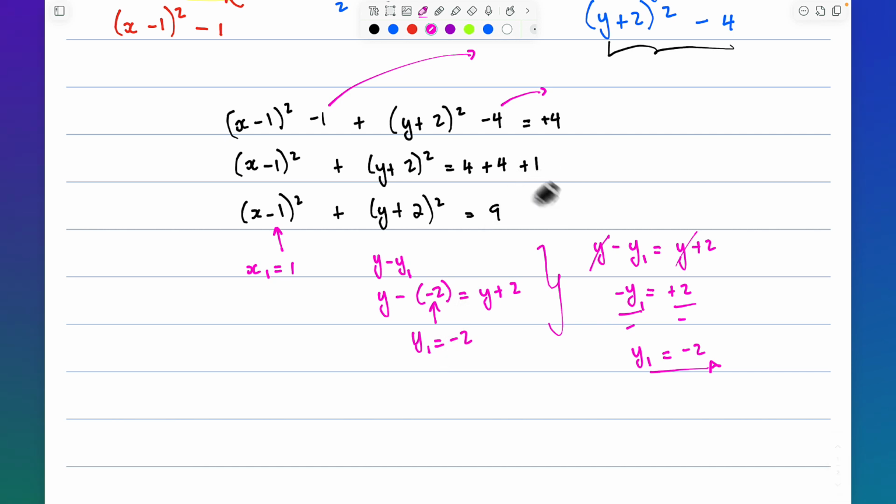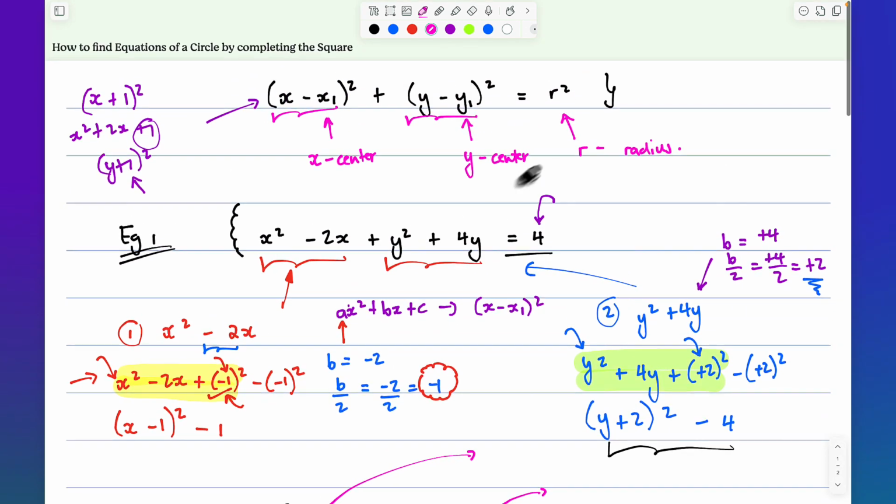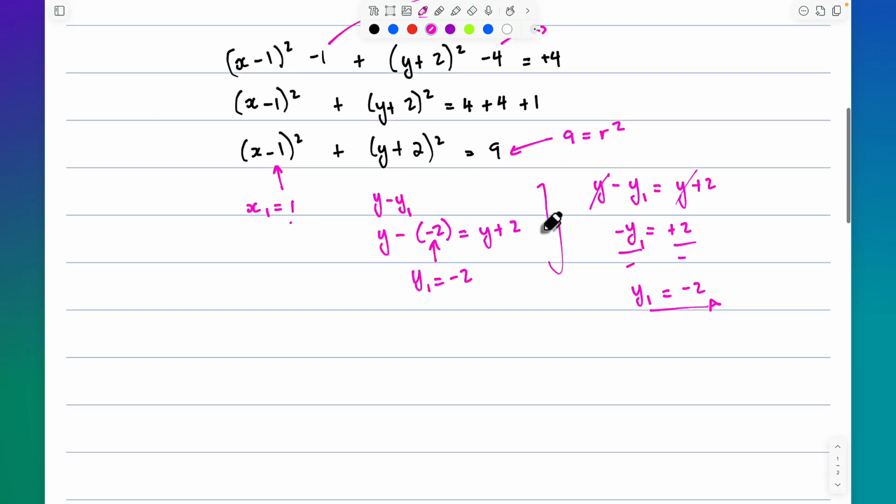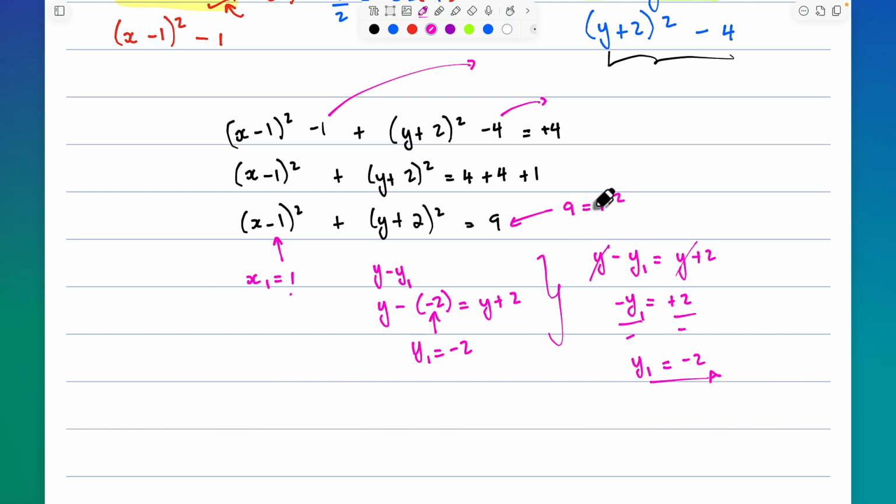Actually, we're not done here, because we said we got the x coordinate of your center and the y coordinate of your center, but we still need the radius, because this value is your radius squared. Remember, it's in the form this bracket squared plus that bracket squared is equal to r squared. So your 9 is actually the radius squared. In order to find the actual radius, we need to square root. So your radius is going to be the square root of 9, which is 3. It's actually usually positive and negative 3, but because you can't have a negative radius, we just take the positive value.